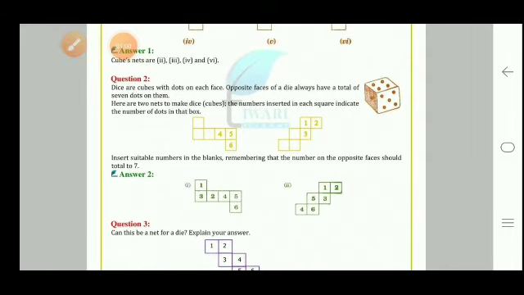Now in question number 2, dice are cubes with dots on each face. Opposite faces of the die always have a total of 7 dots, remember this. Like 5 is here, then at the back of this 2 will be here. Now 4 is here, so at the bottom it will be 3. Now you can see 2 here, and this side is 1, then the opposite side will be 6.